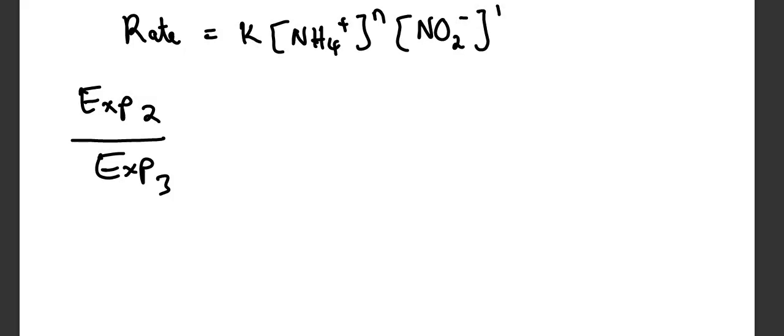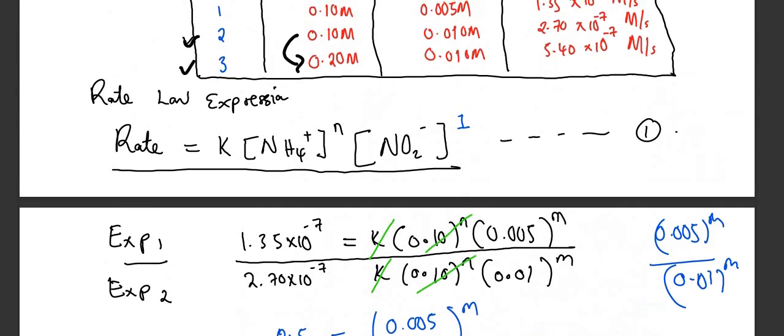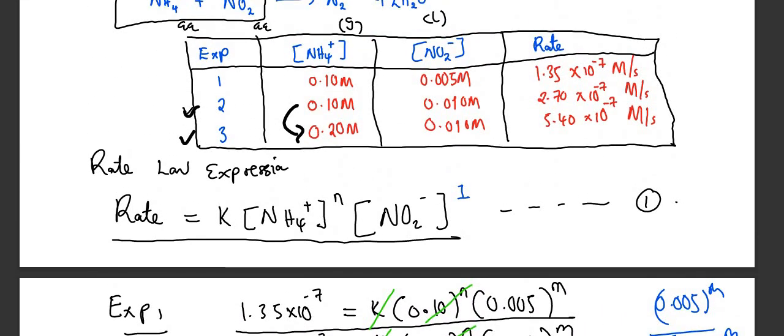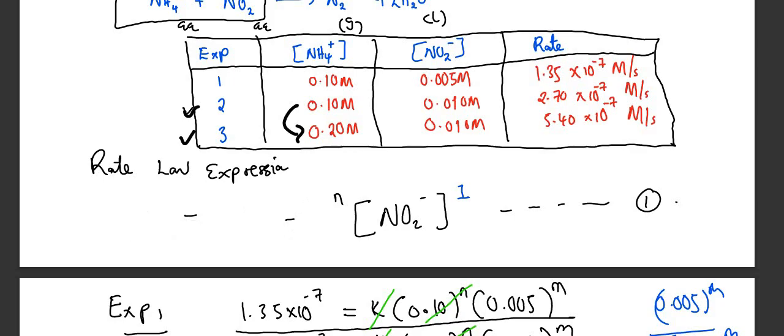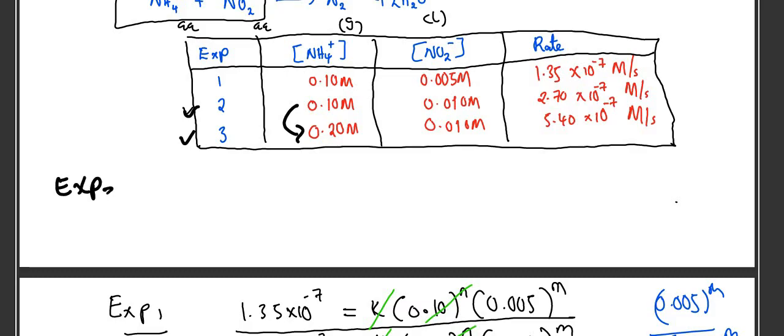We only found M first, so N is what we want to get. So the rate of experiment 2. Let me try doing it here to avoid wasting time. So I'll do it from here. Now we're saying experiment 2 divided by experiment 3.